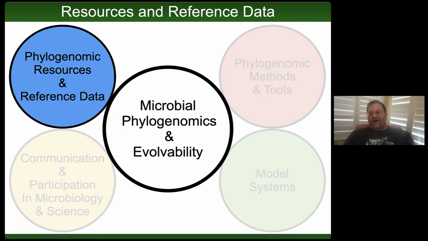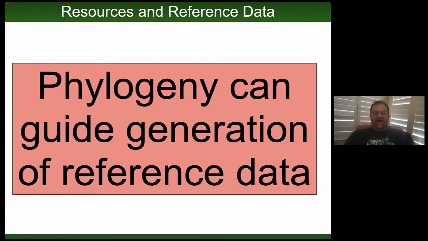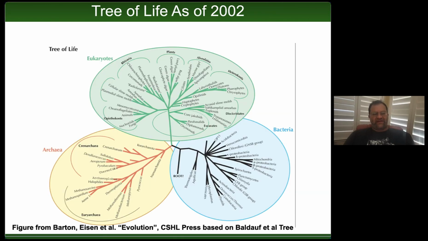Okay, so I want to switch, and for the last parts of the talk, talk about phylogenomic resources and reference data. And again, using phylogeny as a tool to guide the generation of this reference data in particular. So the first thing I want to talk about is filling in genomes from across the tree of life.